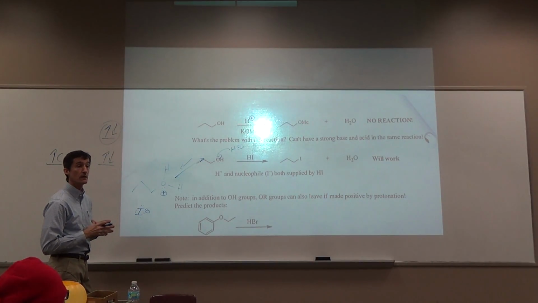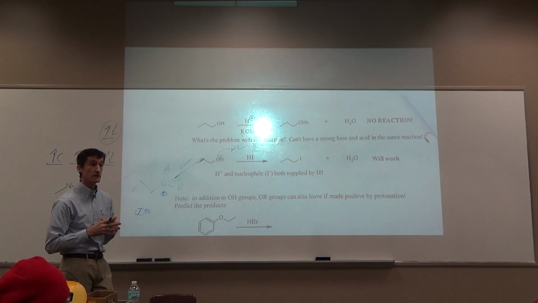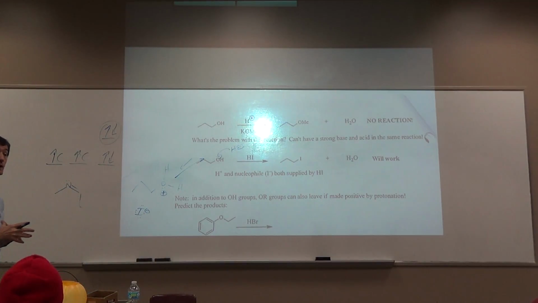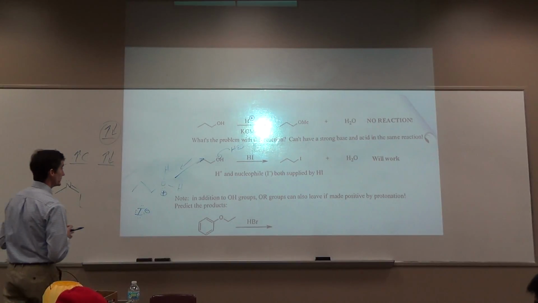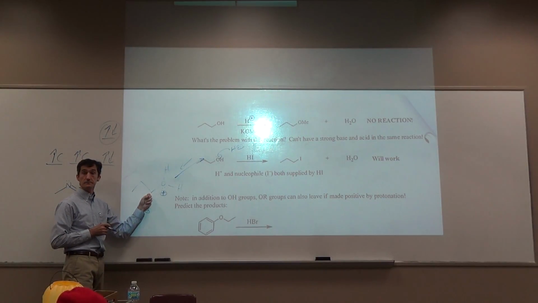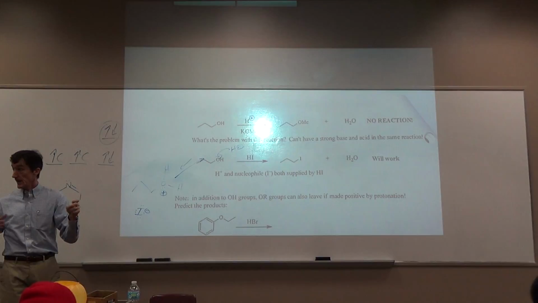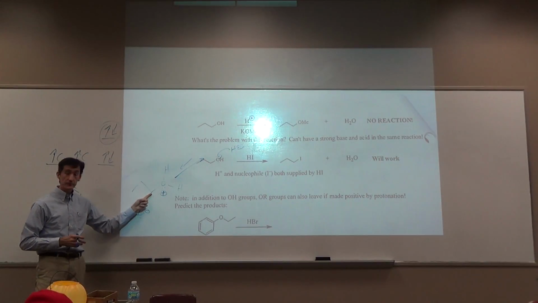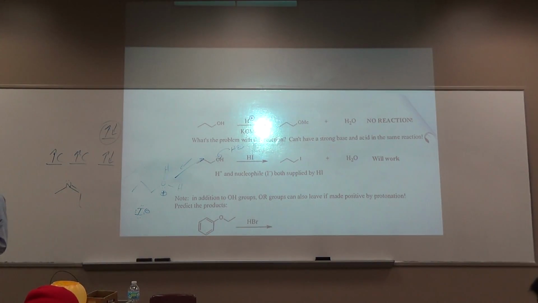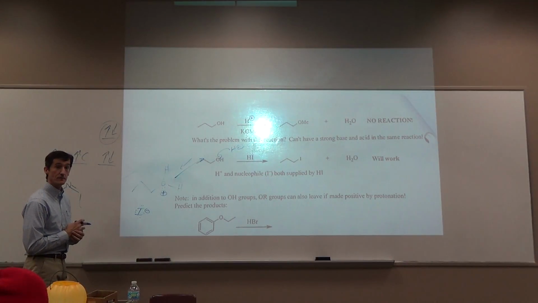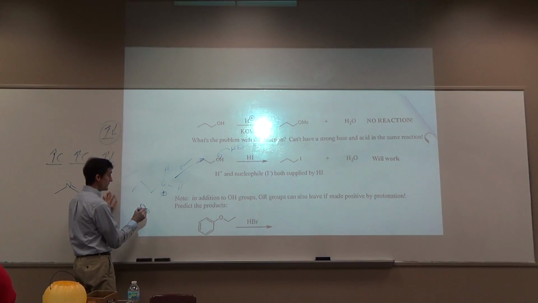Somebody? SN2. Can you explain why? Why SN2? Because the leaving group is on a primary carbon. If the mechanism was SN1, what would be our next step here? Ionization, make a carbocation. Are you going to do that, make a primary carbocation? No, we said don't do that. So if you aren't doing SN1, what are you doing? SN2.